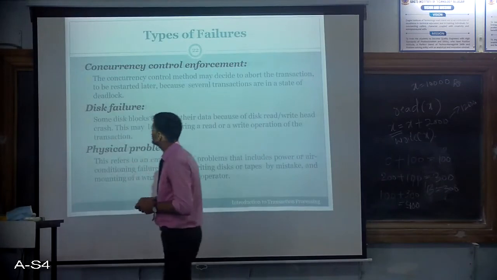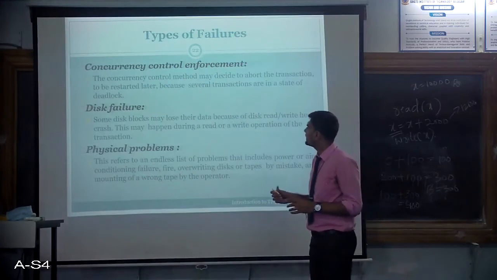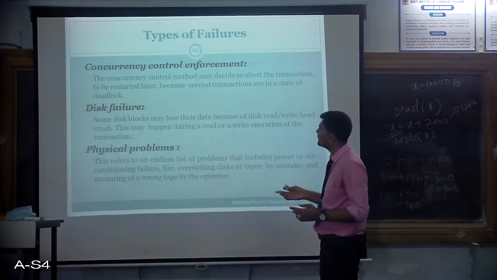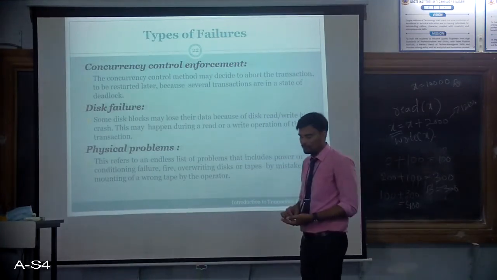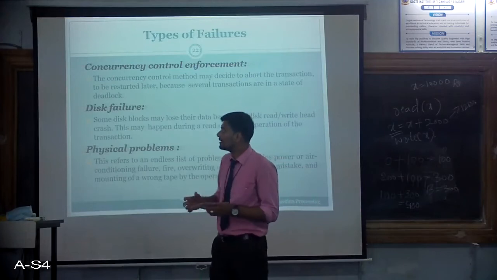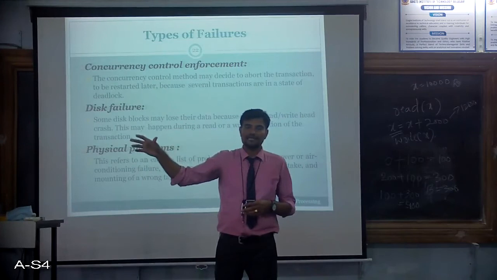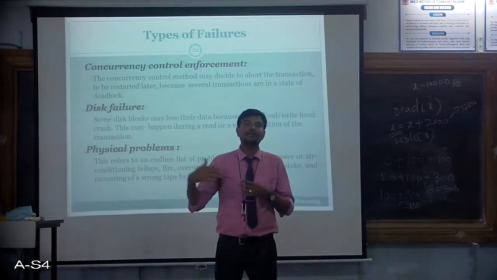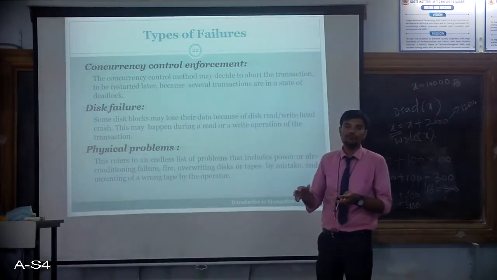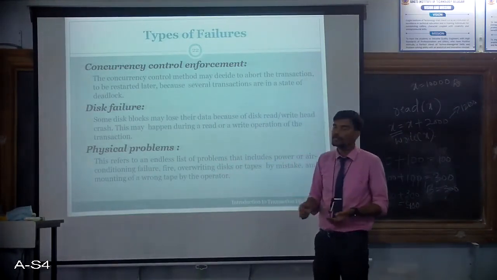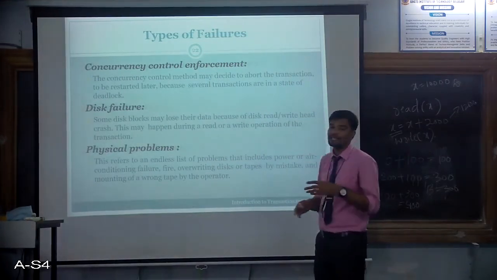Next, the next kind of failure is concurrency control enforcement. The concurrency control method may decide to abort the transaction to be restarted later because several transactions are in a state of deadlock. Whenever a number of transactions are executing, there are many transactions in a queue and they are in a state of deadlock. So in that case, the concurrency control method may decide to abort the transaction.